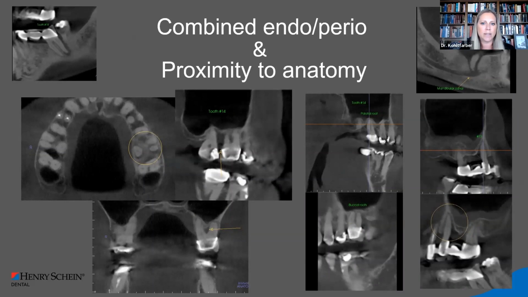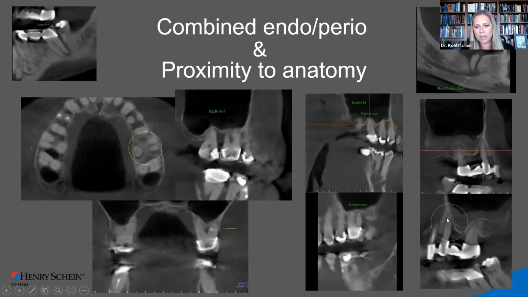Of course, combined endoperio lesions. So the more complex it becomes, the smarter it is to take a CBCT. And so definitely here we have a chronic inflammatory process going on. We've got drainage. So here's a sinus tract. Here we have some bone loss extending into the furcation region. You can see an extensive amount of bone loss here. So most likely we're looking at something that's combined endoperio.